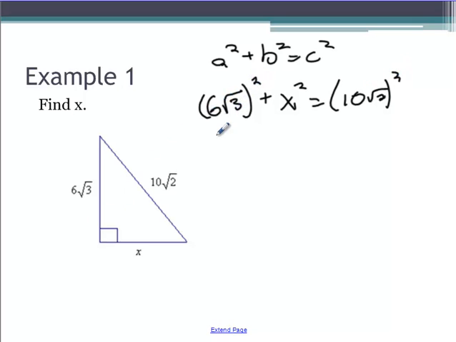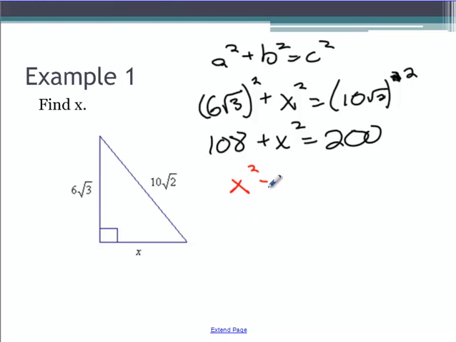6 square root of 3 squared, when you type that in your calculator, be sure you're using parentheses, because one of the most common mistakes is we type this in incorrectly and we get 18 as an answer, and our answer is not actually 18. When we do 6 square root of 3 squared, we actually get 108 plus x squared equals, and when we type this in, we get 200. Sorry, that looks like a 3. So x squared equals, when I subtract 108, I get 92.